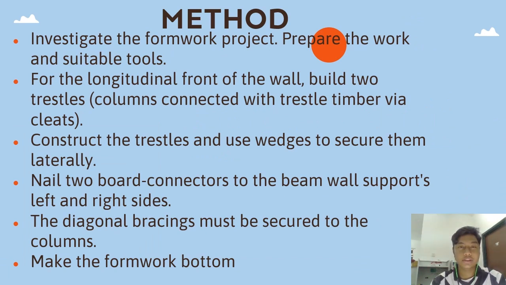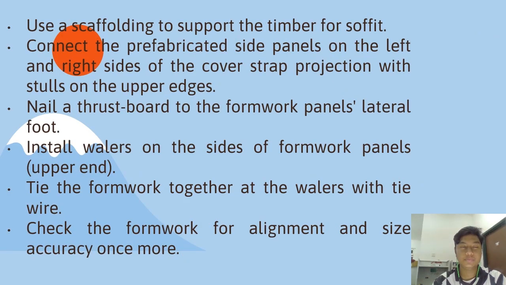So this is the method for the beam. First of all, you need to prepare your work and suitable tools. For the limited front of the wall, build the trusses, and then we can construct the trusses and use wedges to secure them tightly. Nail the board connector to the beam wall support on the left and right side. Diagonal bracing must be secured to the column, and then we can make the formwork bottom.